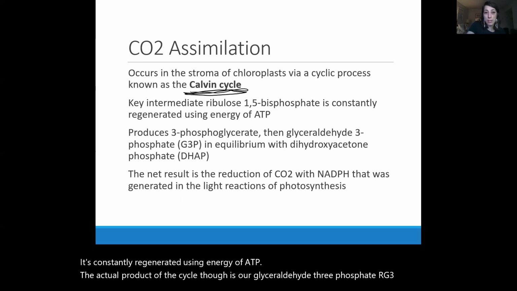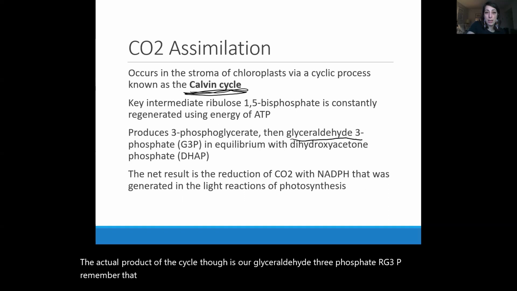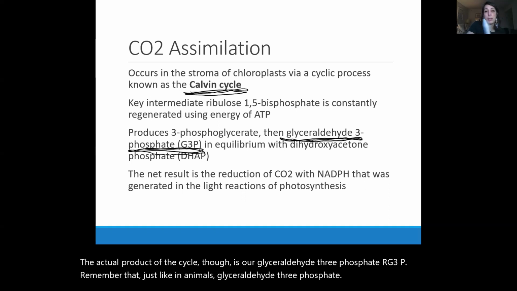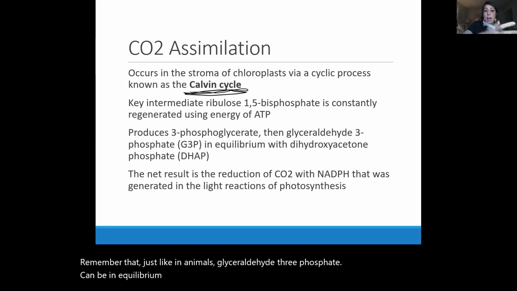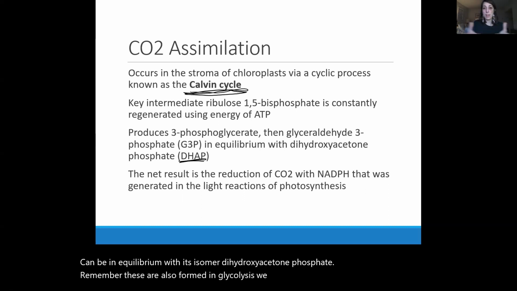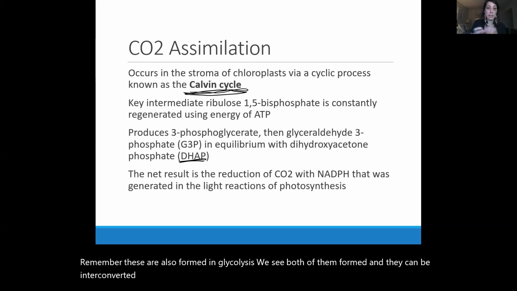Remember that just like in animals, glyceraldehyde 3-phosphate can be in equilibrium with its isomer dihydroxyacetone phosphate. Remember, these are also formed in glycolysis. We see both of them formed and they can be interconverted into each other. They are isomers of each other.